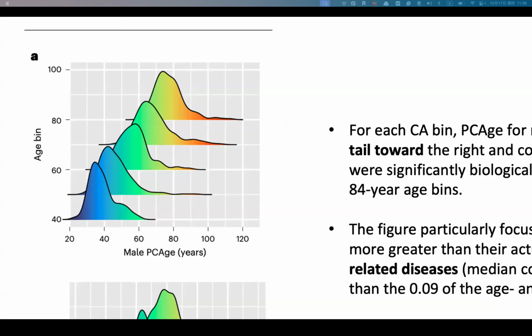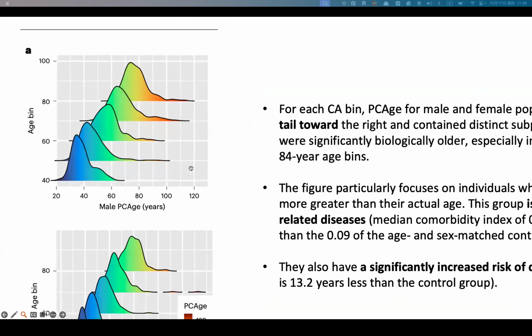That means some people, even with the same real age, have biological ages much older than other people. There's always this small group of people who are older compared to the majority of people. Who are they? Who are those people?